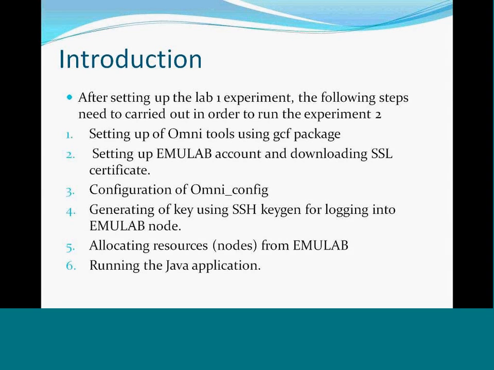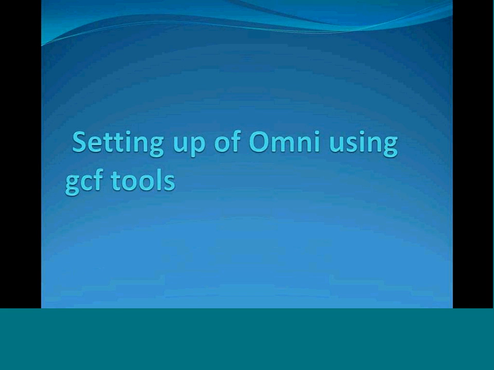We need to generate an SSH key using ssh-keygen in order to log into the node. After all these are done, you can allocate resources from MLab. Once all the resources are allocated, we can run the Java application on it. Start setting up Omni using the GCF tool.